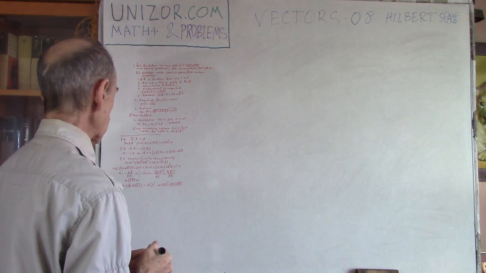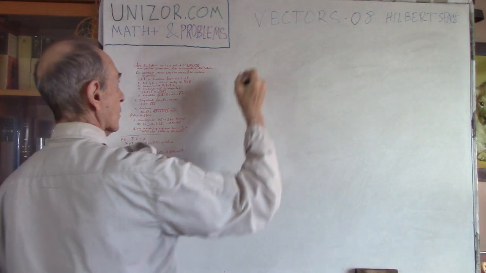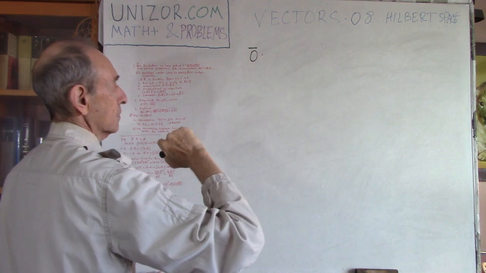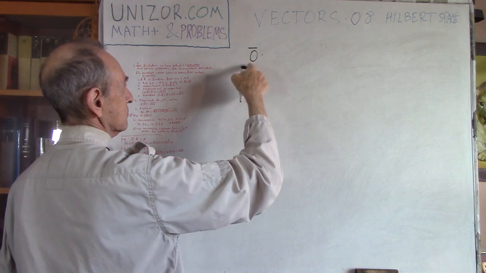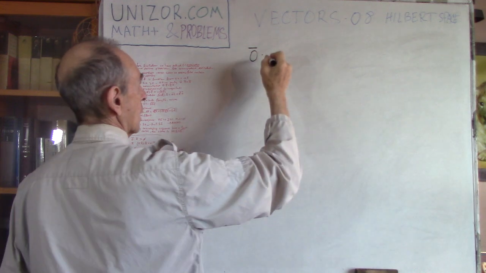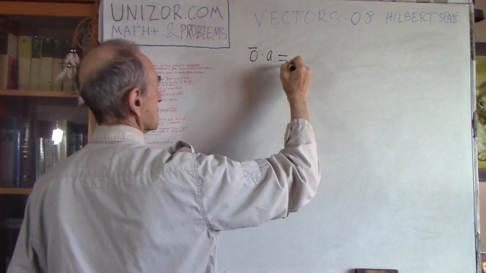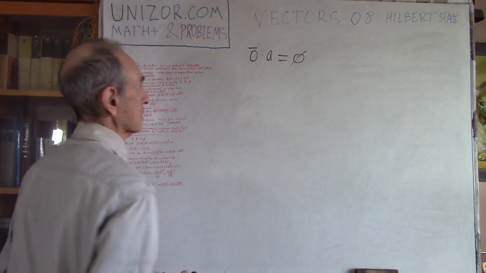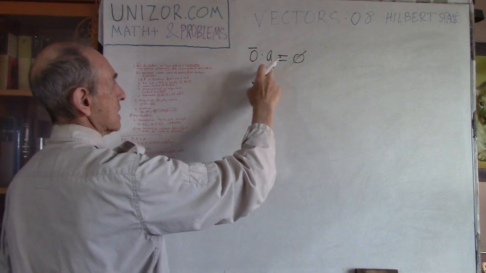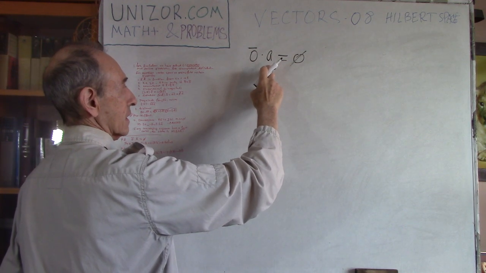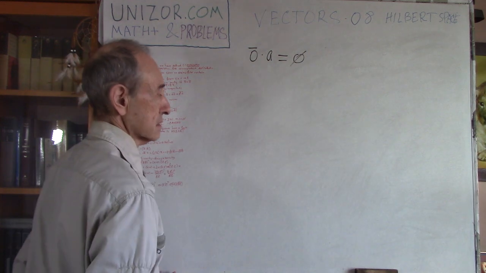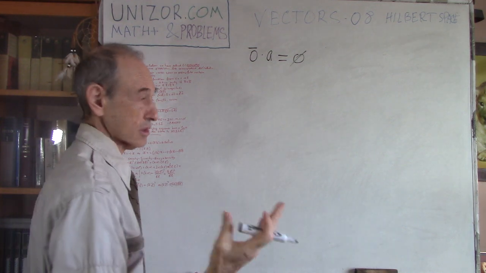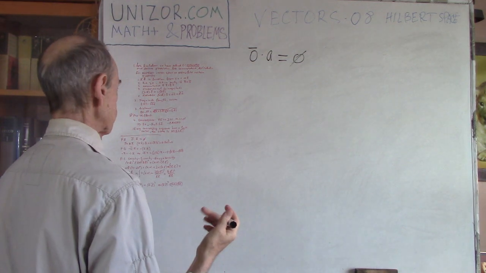And now I have a few very simple problems. Problem number one. If I have a zero vector, now I will use this bar on top to signify that this is a zero vector, not the zero number, times A is equal to the zero number. So this is a scalar product between the null vector and any vector. Now I'm saying that this scalar product should be equal to zero, number zero, real zero. Okay? How can I prove it?